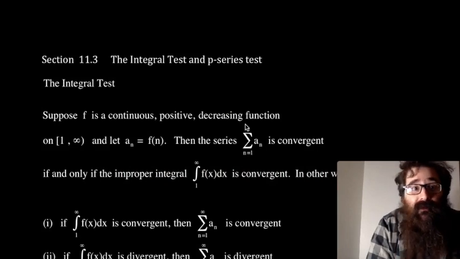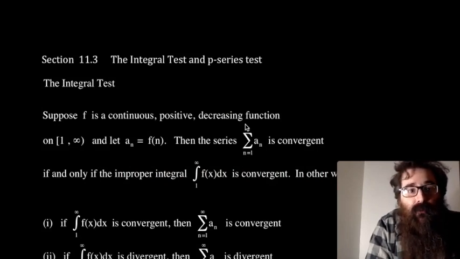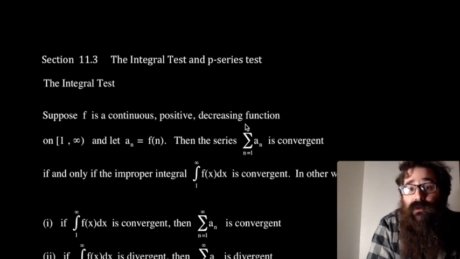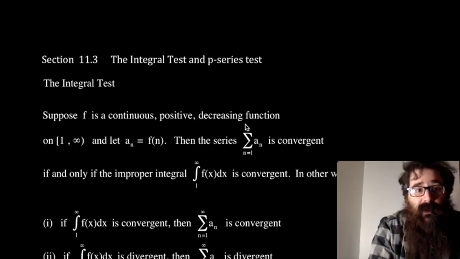Hey, today we're going to be taking a look at section 11.3. We're going to start by talking about the integral test and the p-series test. And I really like the integral test for testing if a series is convergent or divergent, because I think not only is it very intuitive, but I think it's also a lot of fun. So let's talk about the integral test right now.